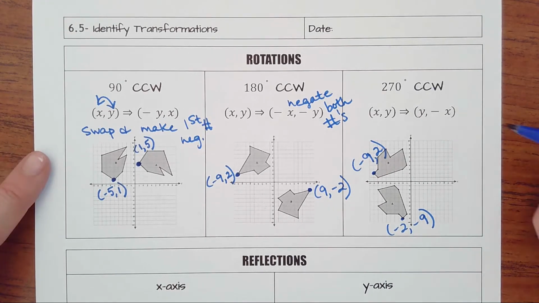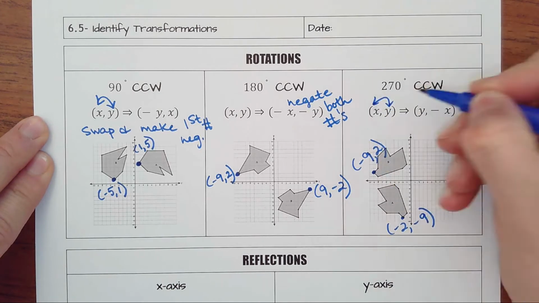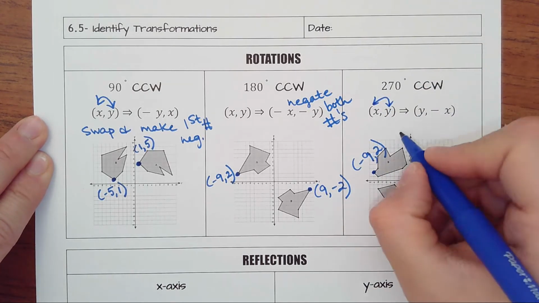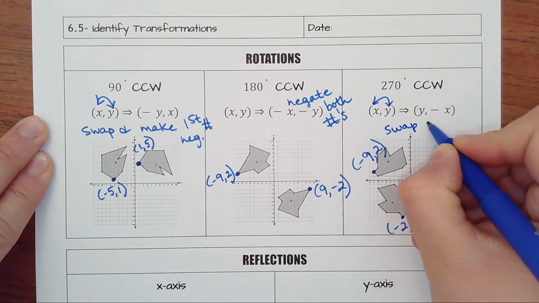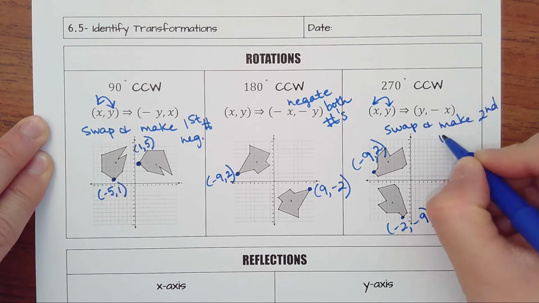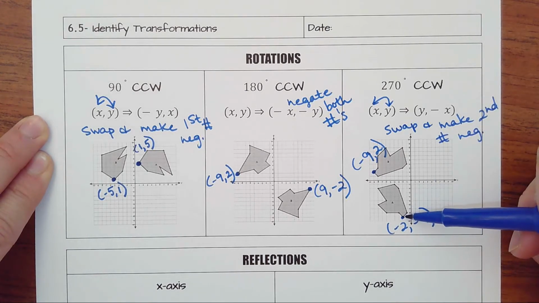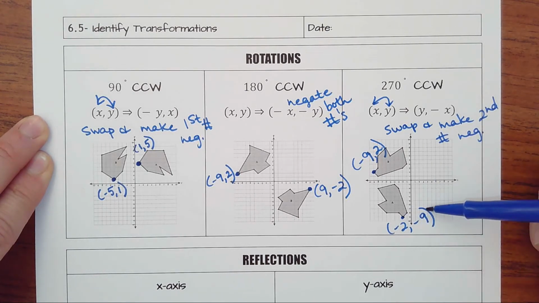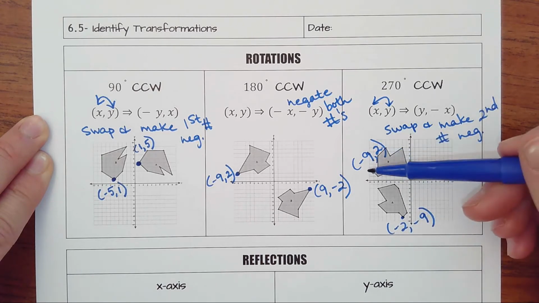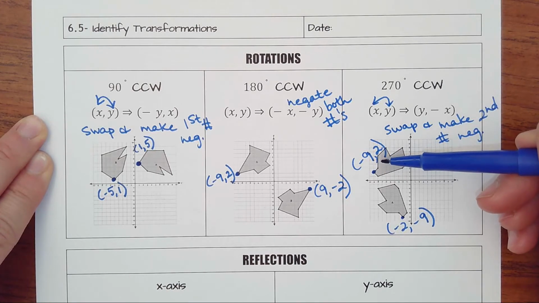And then if you have a 270-degree counterclockwise rotation, you take your ordered pair and you swap again. And this time you make the second number negative. So we'll put swap and make second number negative. So for example, I picked this point here on shape A. This is down at (-2, -9). So you would reverse that and have your (-9, -2), but then this would become the opposite of the 2, so (-9, 2).